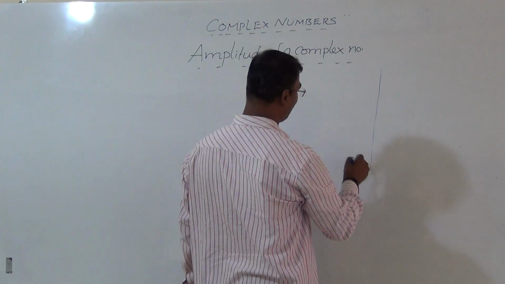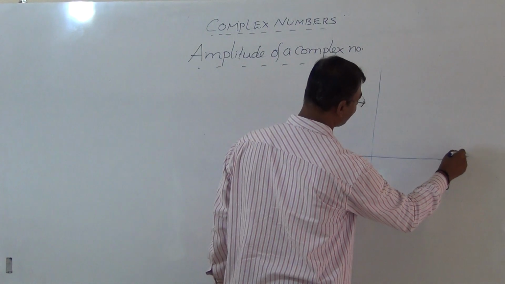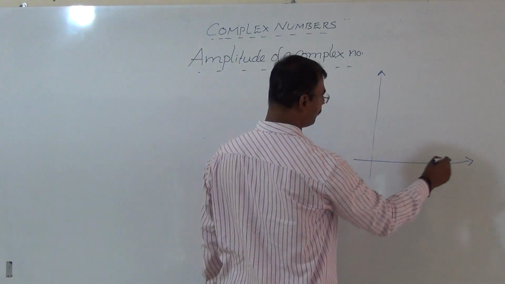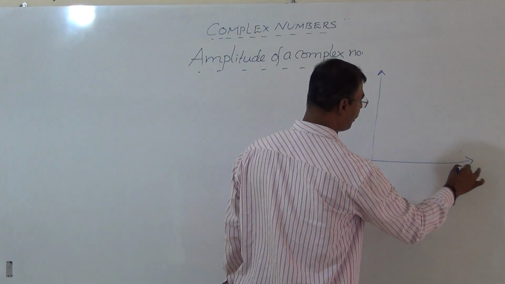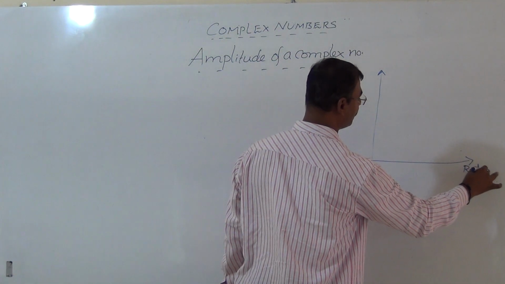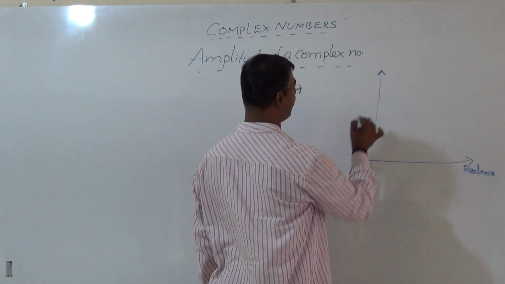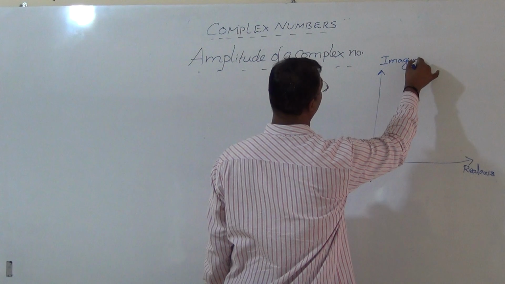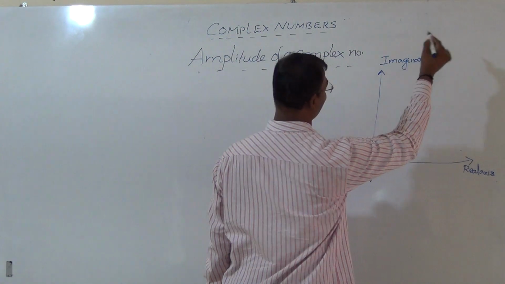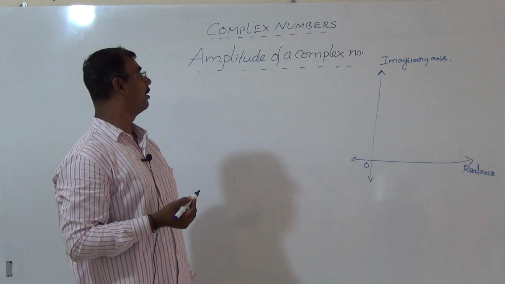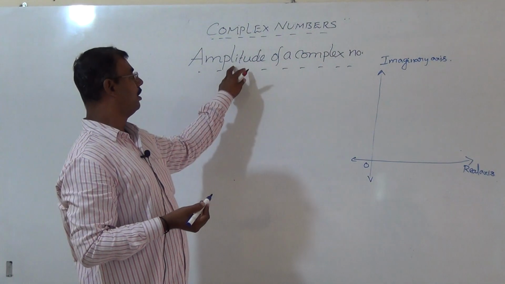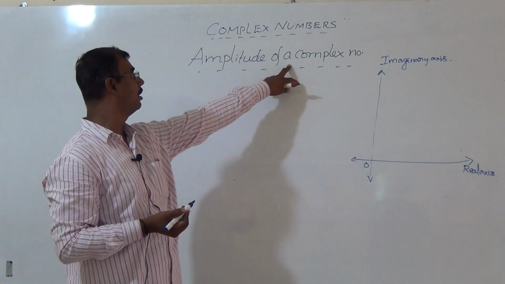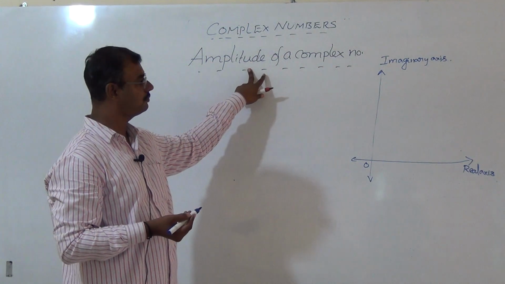To define it, I take the complex plane. It is also called the Argand plane. So this is called the real axis. Horizontal is the real axis, and vertical is called the imaginary axis. So it is called a complex plane or Argand plane. Now in the complex plane, how to define the amplitude or argument of a complex number?